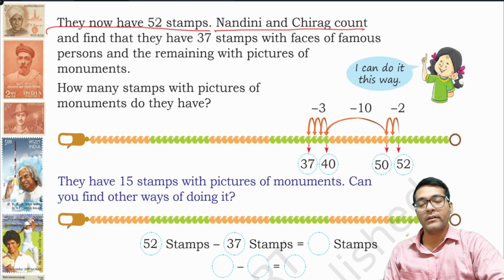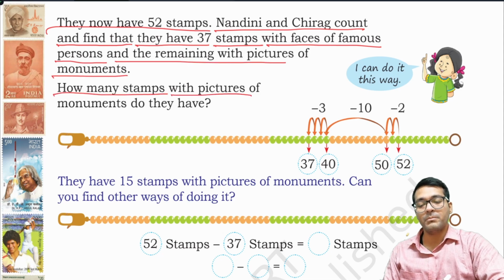Nandini and Chirag count and find that they have 37 stamps with faces of famous persons and the remaining with the picture of monuments. How many stamps with the picture of monuments do they have? That means there are 52 stamps in total and 37 have faces of famous persons. That means 52 minus 37. 52 minus 37 means you have to move backward from 52 to 37.